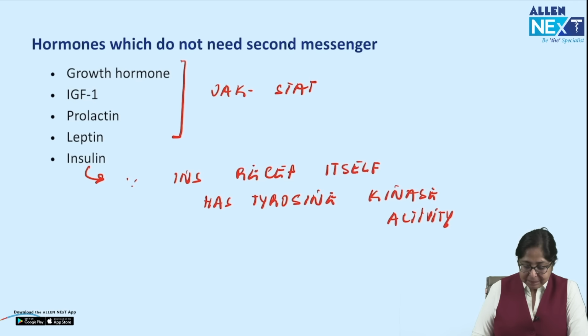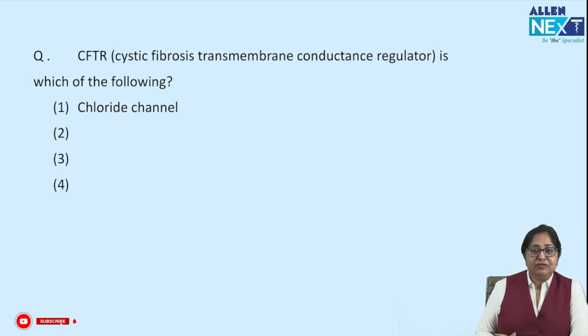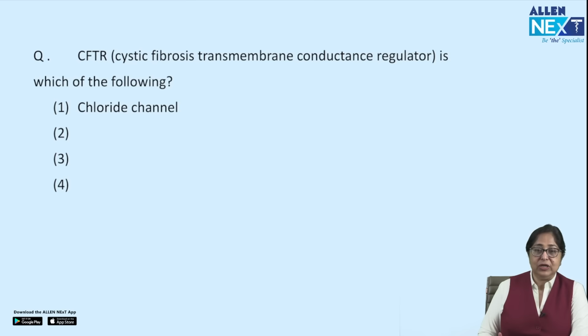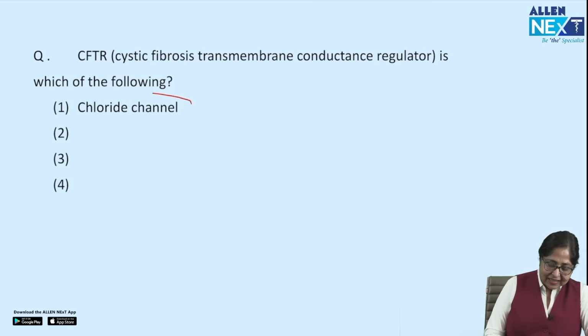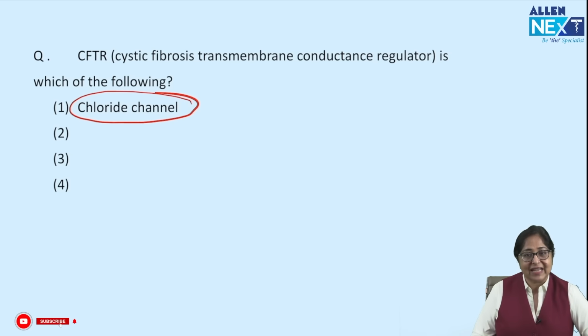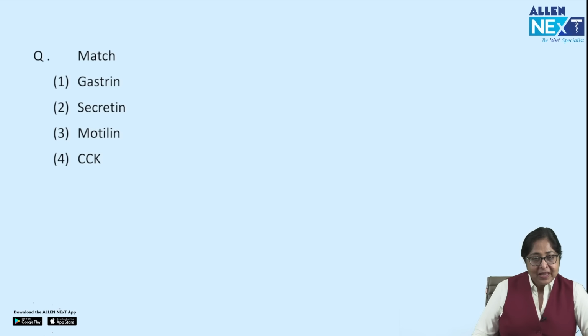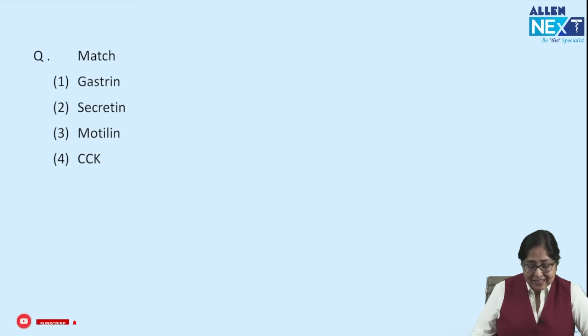Right, CFTR. This should be a very, very easy question. The cystic fibrosis transmembrane conductance regulator is which of the following? That is a chloride channel. This should not have been difficult at all. Match the following was asked. Again, I do not know the options, but I can possibly guess them. The functions of these hormones were asked.